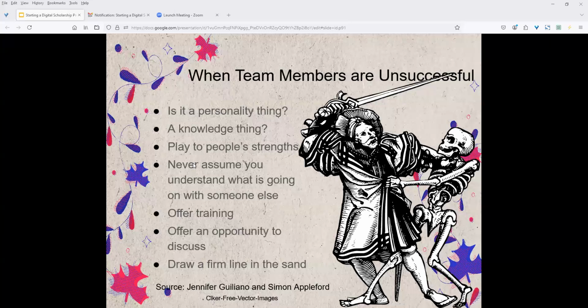You want to offer training if necessary. So if someone's struggling with a particular part of the project, offer training and see how that goes. Offer an opportunity to discuss. You always want to keep the channels of communication open. And you also want to draw a firm line in the sand. Say, you need to get this done by this certain date. Otherwise, we're going to have to let you go. I know it's kind of tough, but you got to do it.